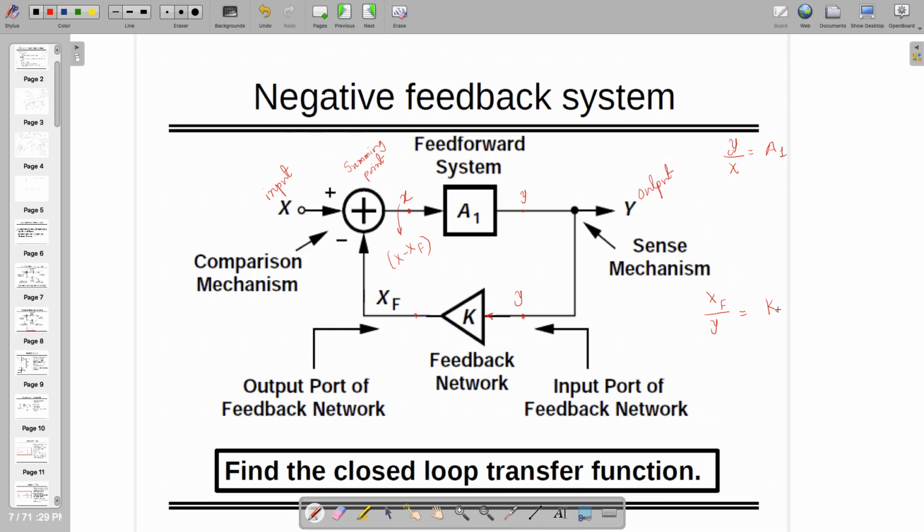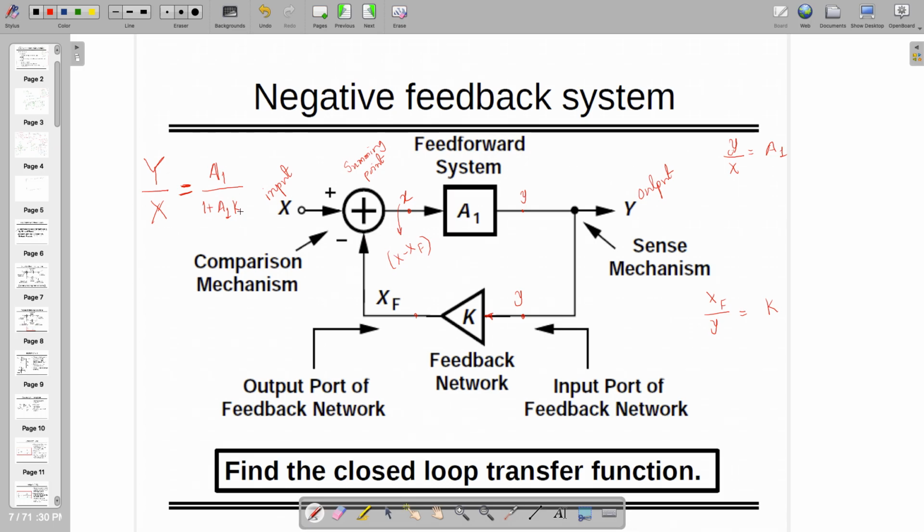If you keep all these things together and find out Y by X, look at this, Y is overall output, X is overall input, then that's known as the closed loop transfer function, because this is a closed loop or negative feedback system, which you must have studied in some course. If you have not studied, maybe it's a part of the course called control theory, where this is going to give you A1 divided by 1 plus A1k.